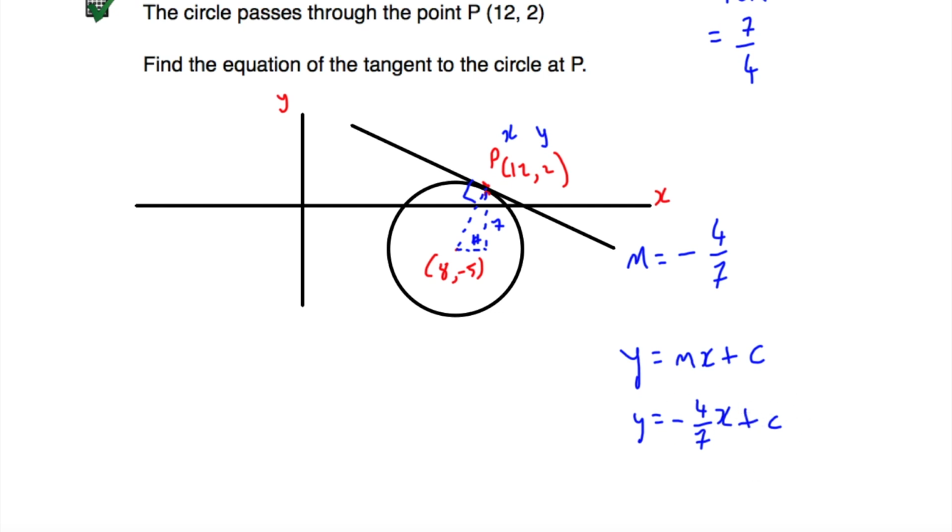So let's do that. If we substitute those in, we've got here y, which is 2. So 2 is equal to -4/7 times x, so that's -4/7 times 12. And it's a calculator question, so I'm going to do it on the calculator. -4/7 times 12 is equal to -48/7, and then we've got plus c. Now we want to get the c here, so let's add 48/7 to both sides. And when we do that, we get that c is equal to 62/7. So we find that c is equal to 62/7.